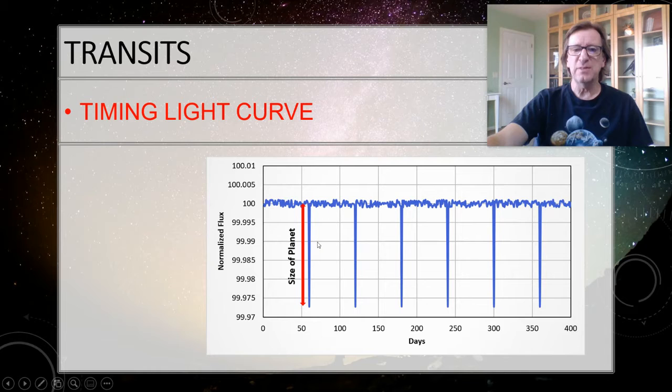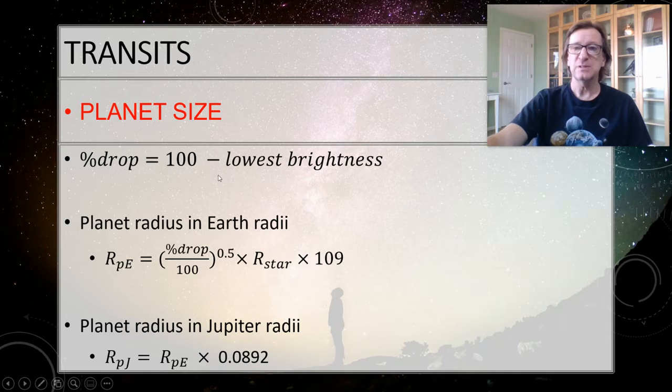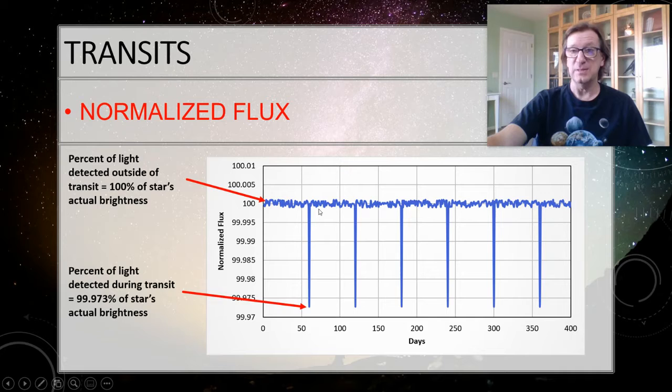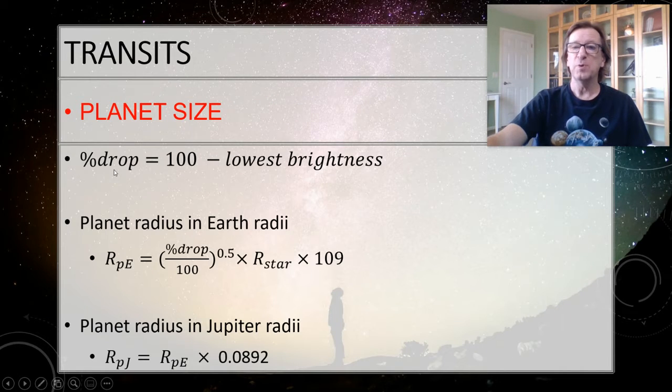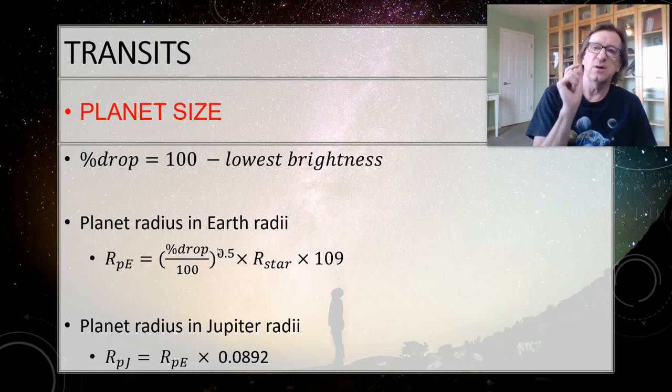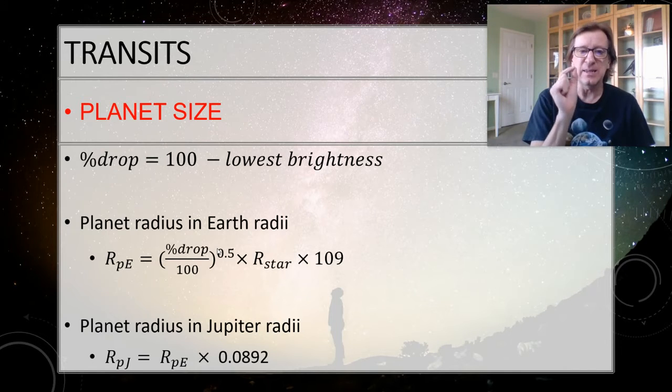So the size of the planet, we can measure that by measuring the depth of the dip here. So let's take a look at that. Now the lowest brightness that I read here was 99.973. Okay, the percent drop is what I need. And so that's 100 minus the lowest brightness. And this is where I see a lot of students go wrong: they'll put into the size formula, this is the tool that allows you to calculate the planet radius, they'll put 99.973. That's wrong. That percent drop should always be a tiny, tiny number.